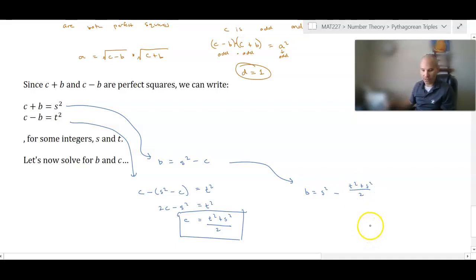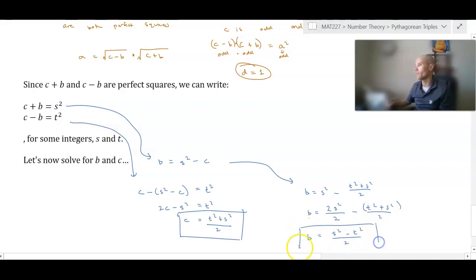And we're almost there. To get a common denominator, let's make this 2s squared over 2 minus t squared plus s squared over 2. Now, since we're subtracting, don't forget to distribute that minus sign. We get 2s squared minus s squared is s squared minus t squared over 2. So this is how we would get a value for b.